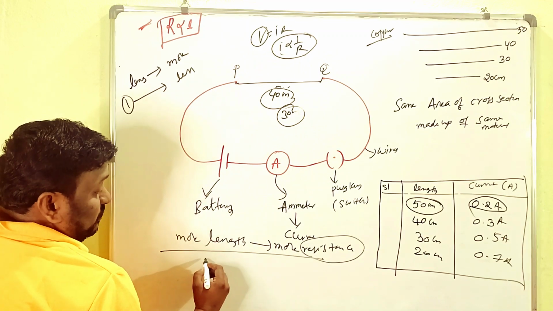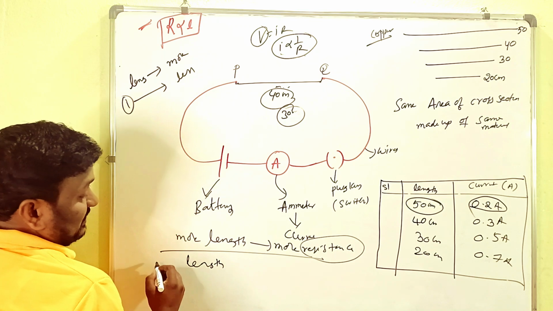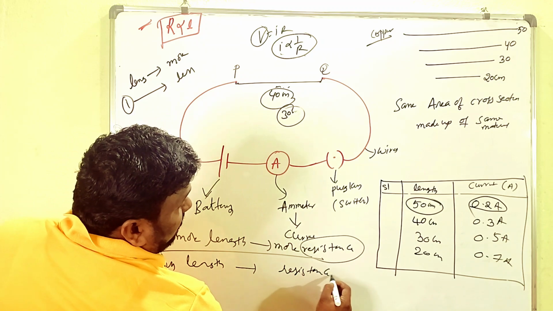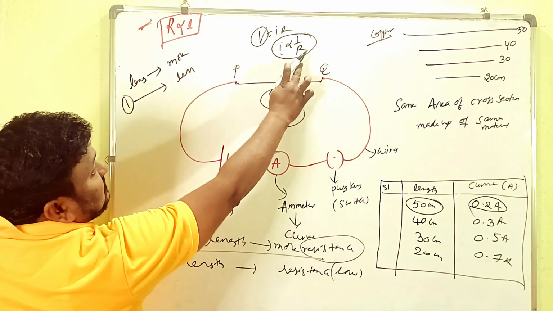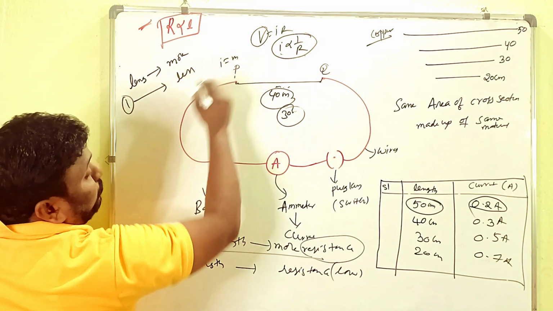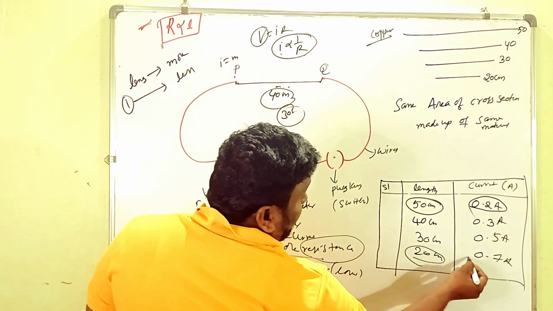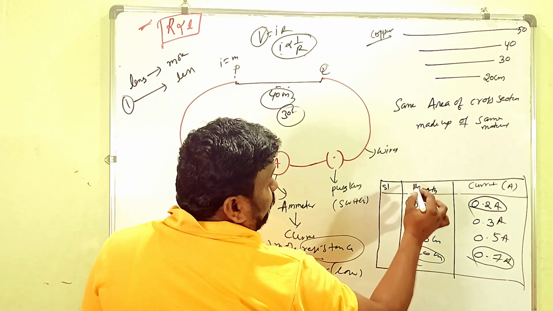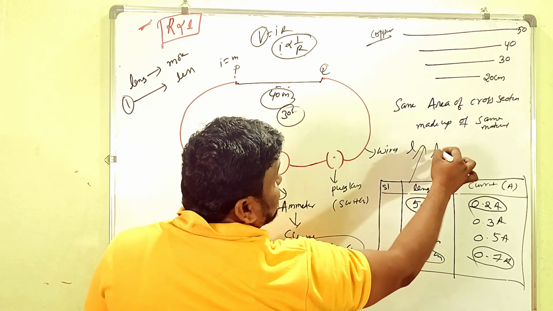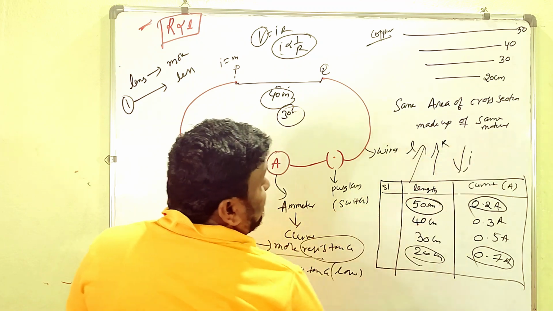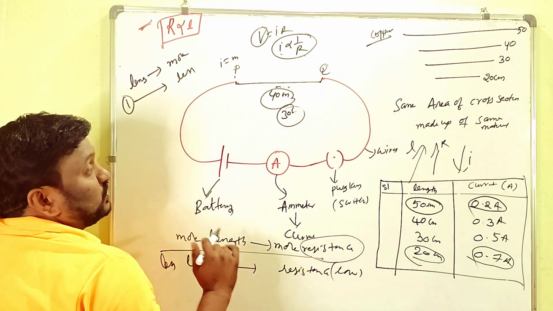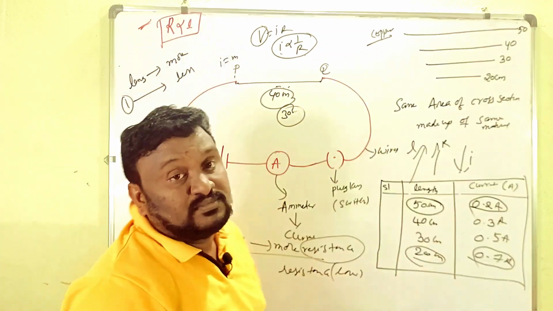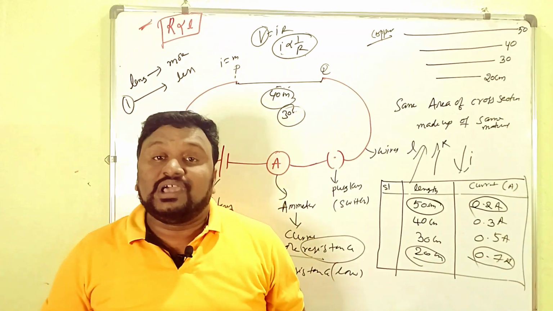That's why, when length is less, resistance is also low. When resistance is low, current is more. That's why for 20 centimeters length we read 0.7 amperes, and for 50 we have only 0.2 amperes. That means when length increases, resistance also increases, and then current decreases. So from this activity, children, the resistance of the conductor is directly proportional to its length. When length increases, its resistance also increases.